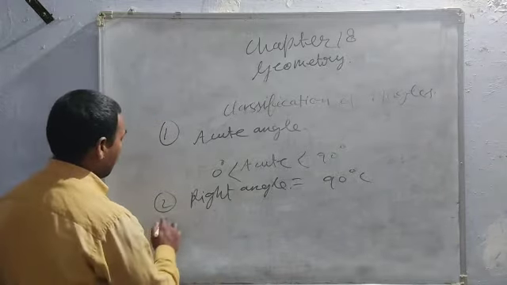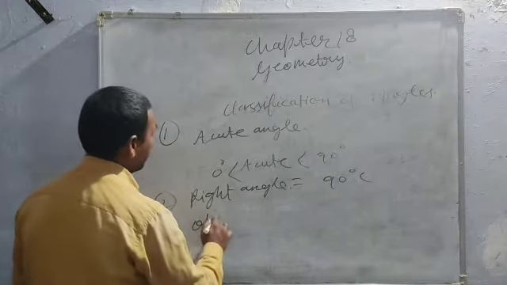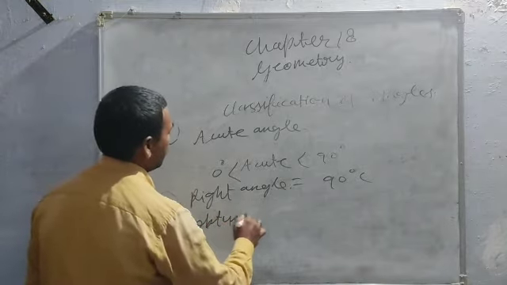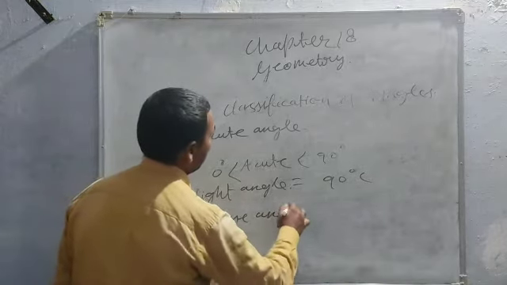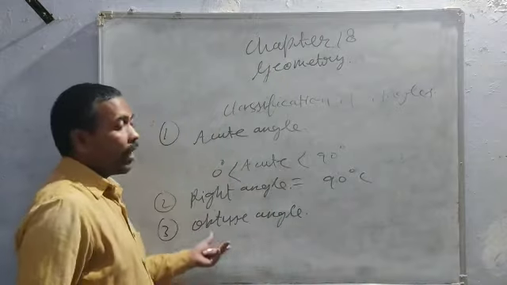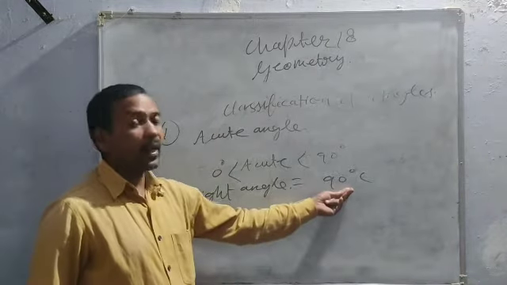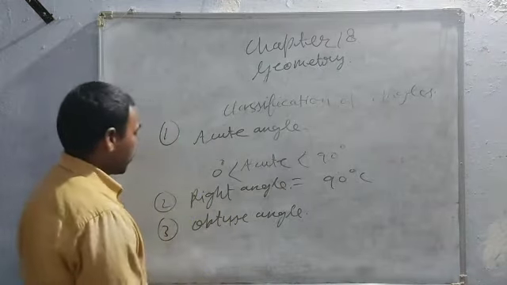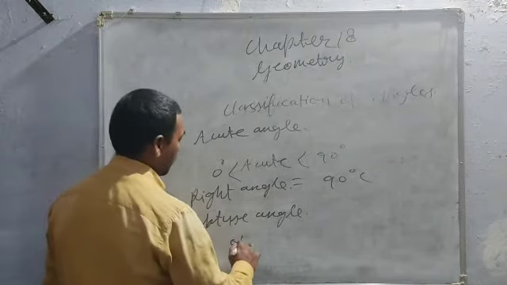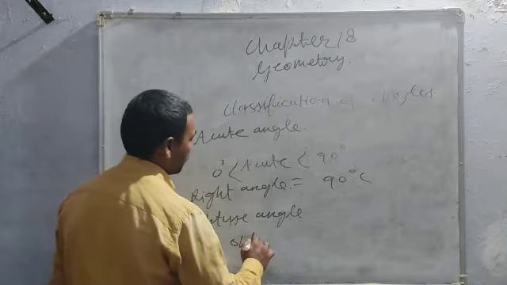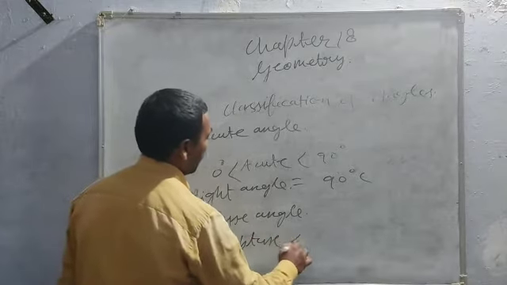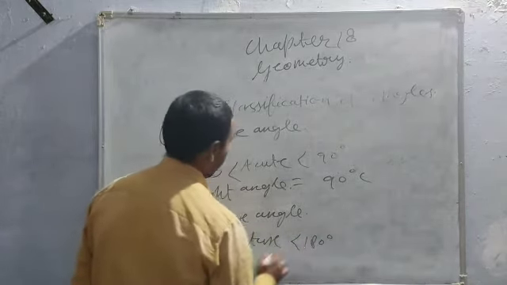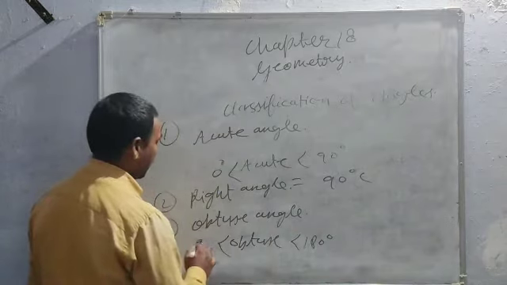After that, obtuse angle. An angle whose measure is greater than 90 and less than 180 degrees. So this angle is obtuse: less than 180 degrees and greater than 90 degrees.